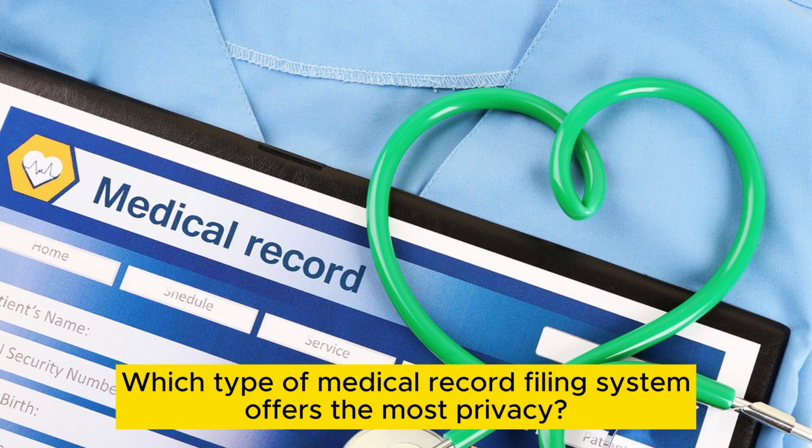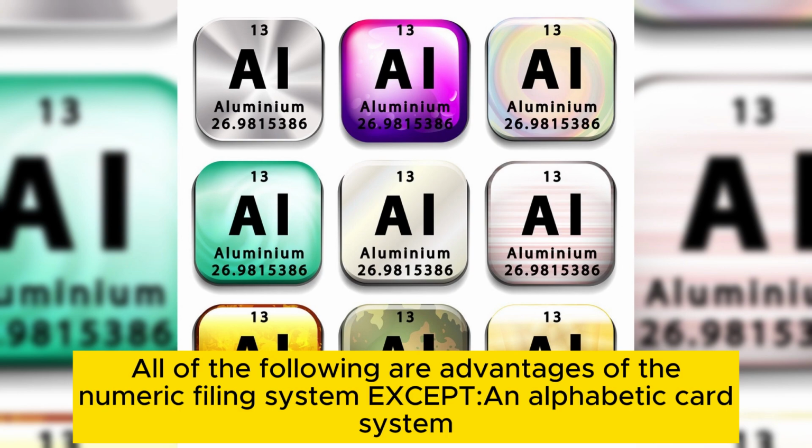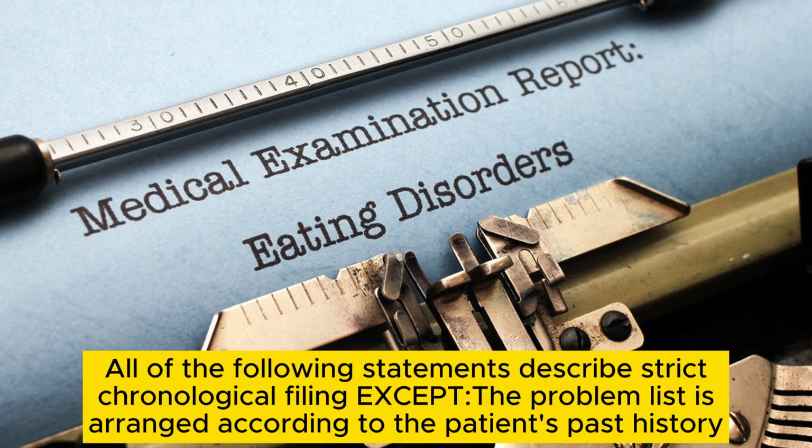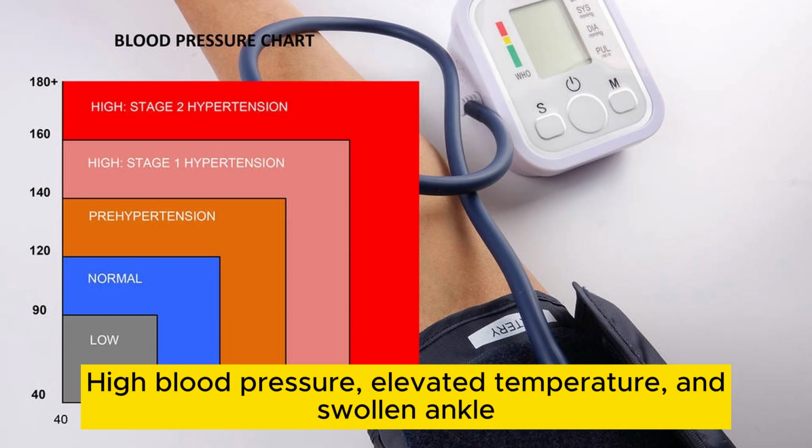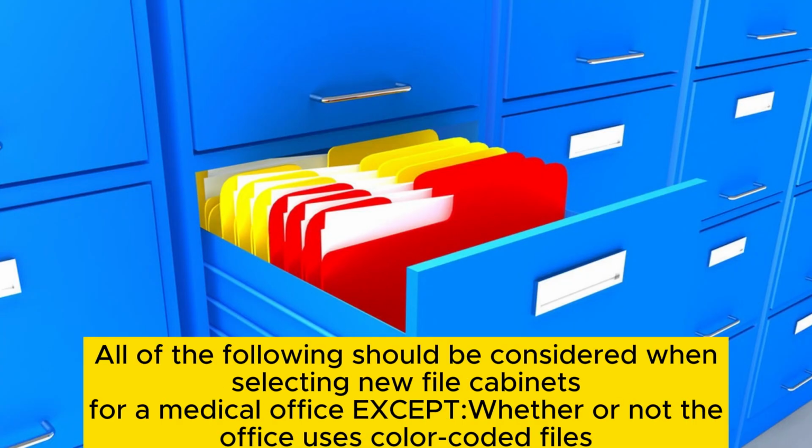Which type of medical record filing system offers the most privacy? Numeric. All of the following are advantages of the numeric filing system except an alphabetic card system. All of the following statements describe strict chronological filing except that the problem list is arranged according to the patient's past history. Which of the following would be considered an example of objective clinical evidence? High blood pressure, elevated temperature, and swollen ankle. All of the following should be considered when selecting the file cabinets for a medical office except whether or not the office uses color-coded files.